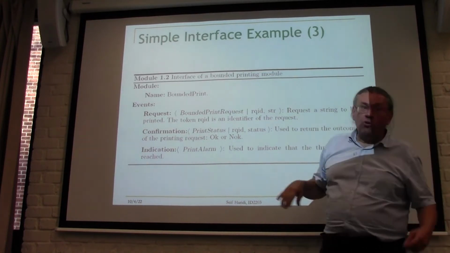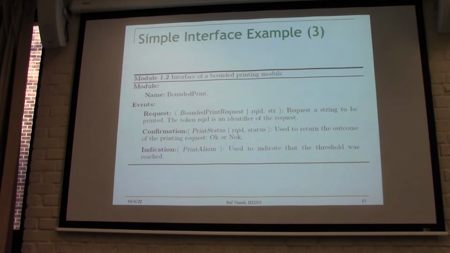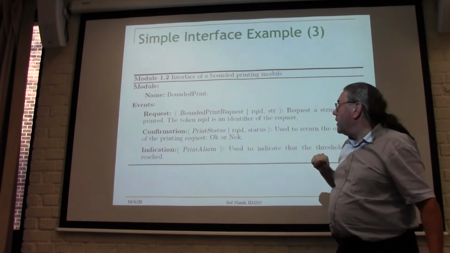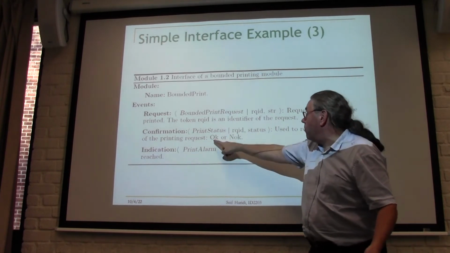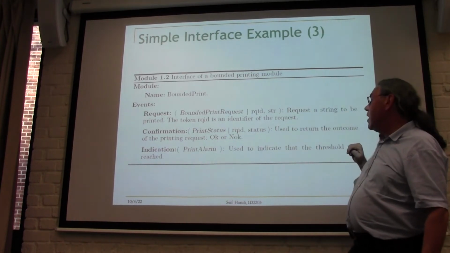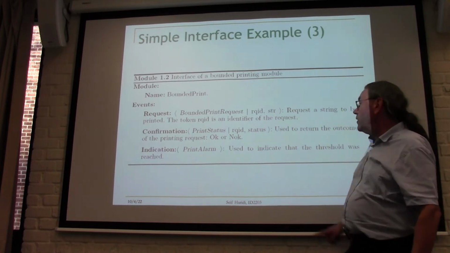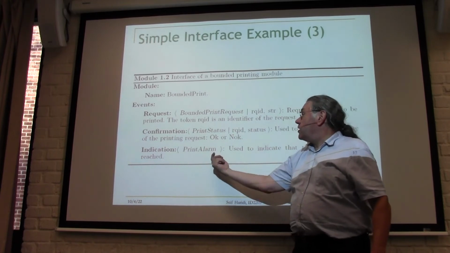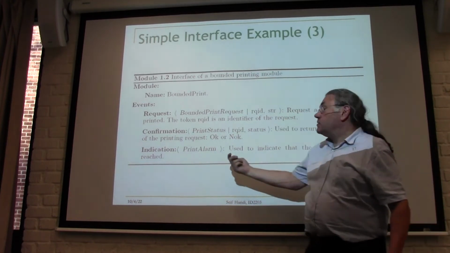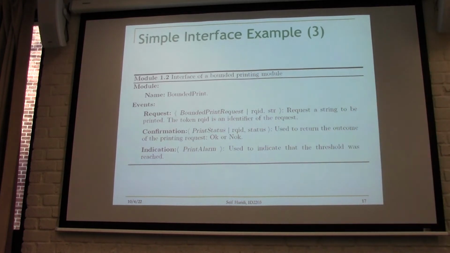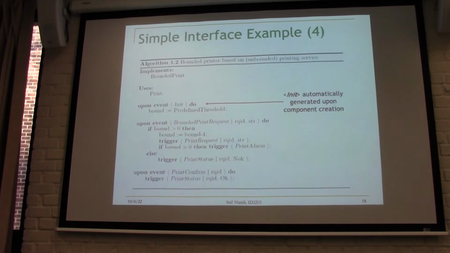So the bounded print is only able to print a certain number of things, some maximum number. If you go beyond that, it doesn't work anymore. So if I do a print request and it's already beyond that, it's going to send me a reply saying not okay. And at the point you reach the threshold, when I reach like 1,000 or whatever it is, then I will get an indication coming up saying print alarm, saying be careful, I've just run out of paper or something, okay? So this bounded print is implemented on top of print.